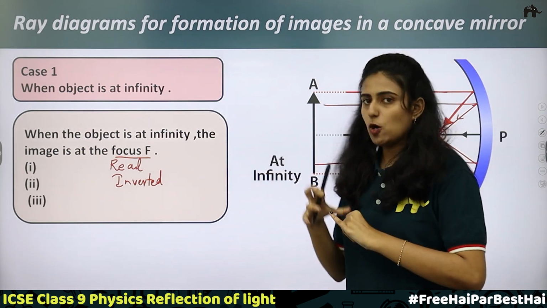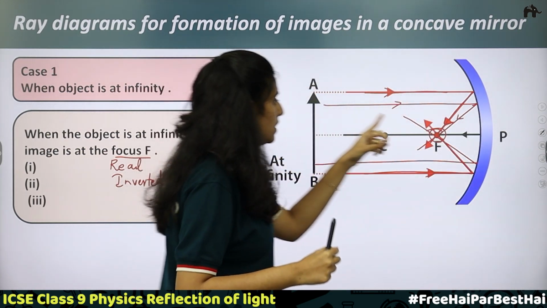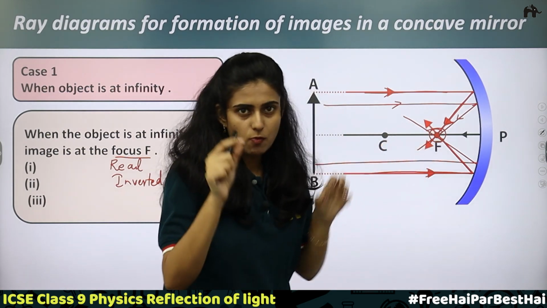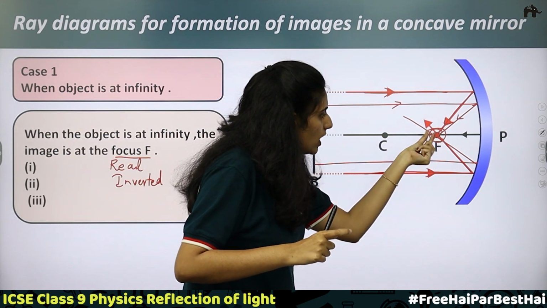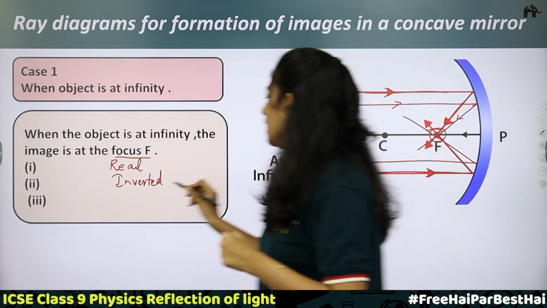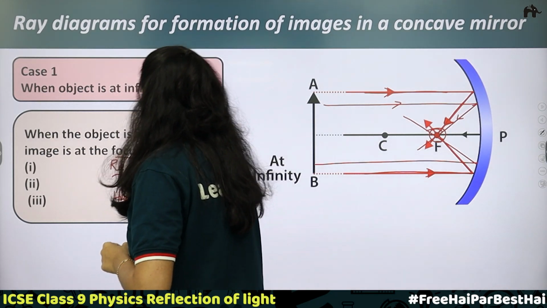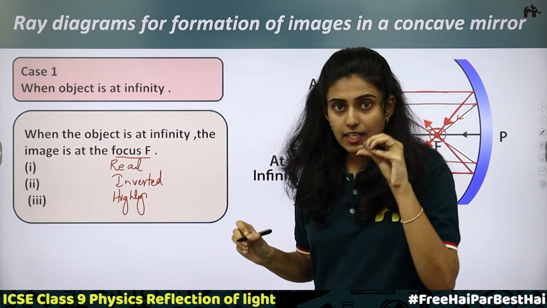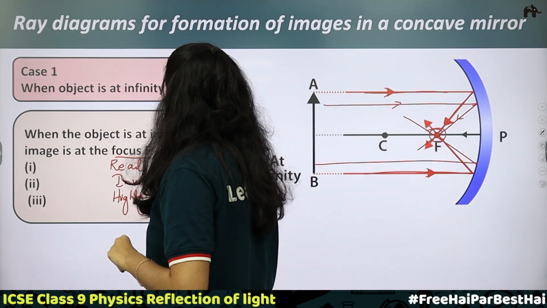Now, about the size. We have said that the sun is a massive object. Its image is being focused at a very small point, which means the sun's image is reduced to a very small size. That means we can say that the image is highly diminished. It is not just that the size has reduced, but it has been highly reduced. So a highly diminished image is formed.